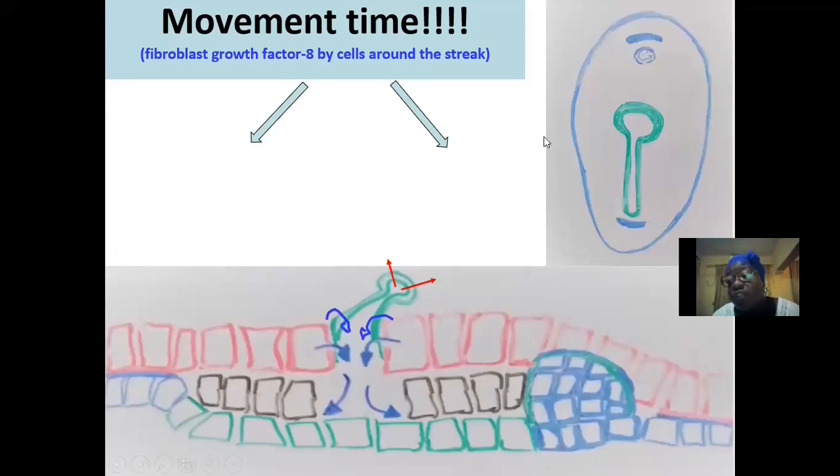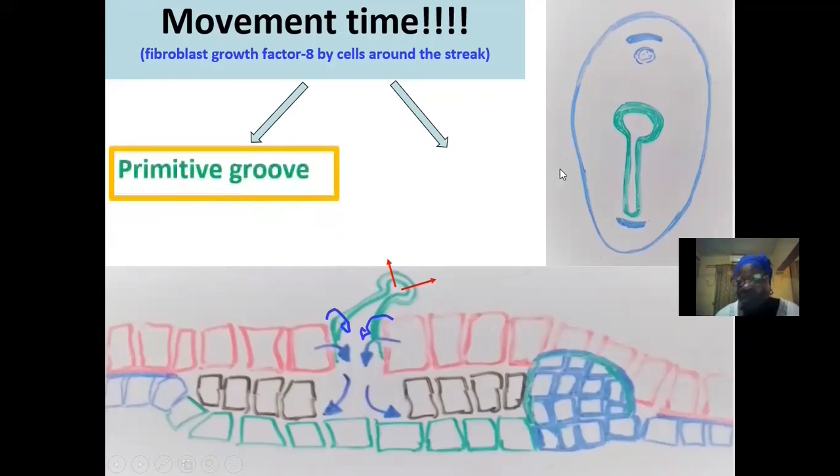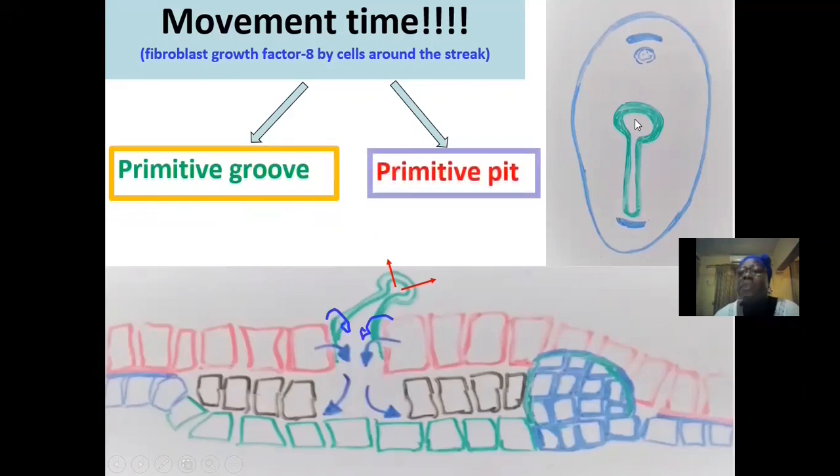And the movement, of course, will occur through two channels. Movement will occur through the primitive groove, which is created along the primitive streak. And another grade of movement will occur through the primitive pit, which is created through the primitive node. And these different grades of movement have different specifications, and also different structures that they would form as they move. If you look at this image, this is the primitive groove and this is the primitive pit.